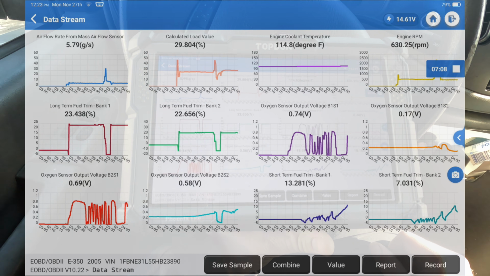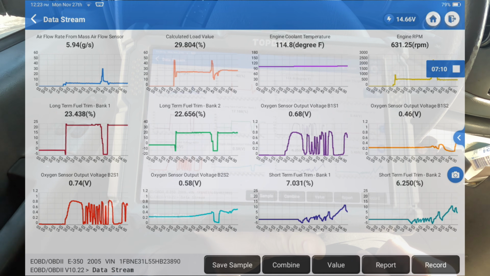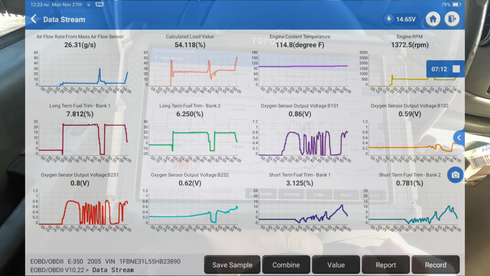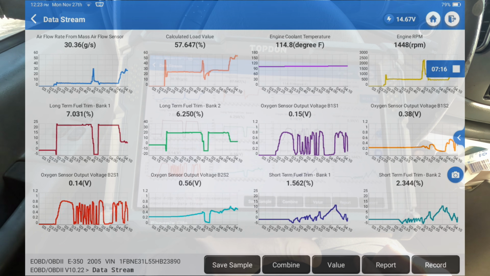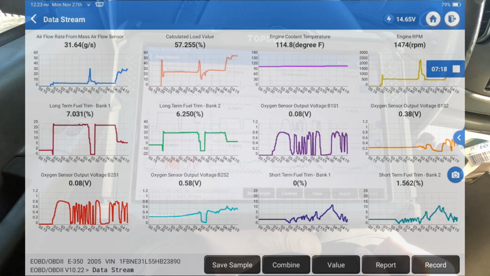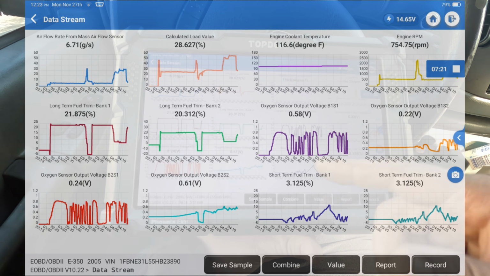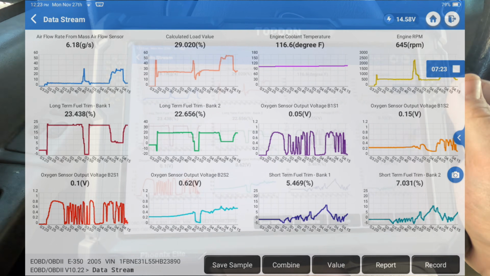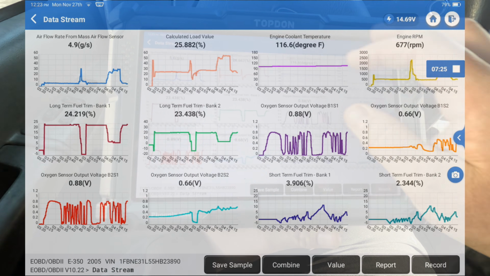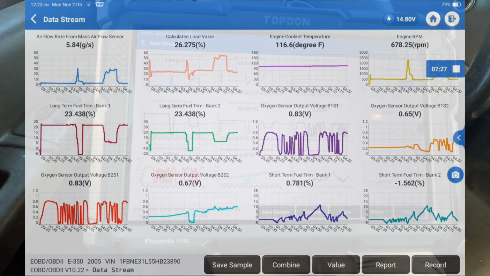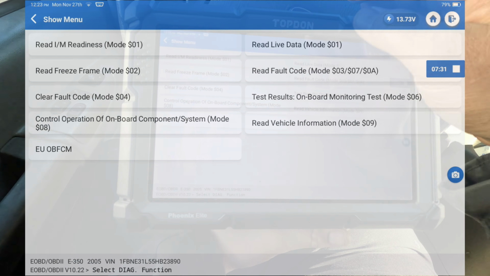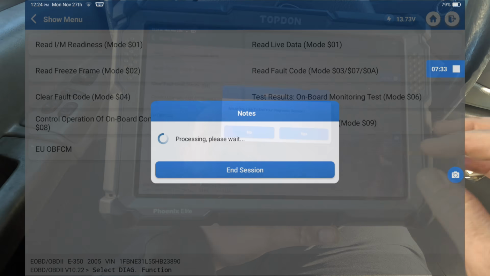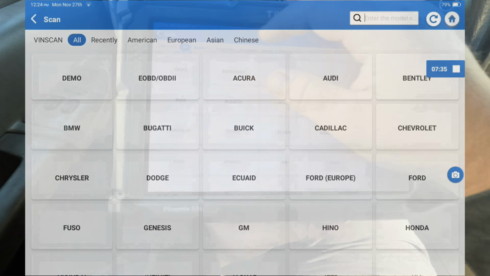Running very lean now because the long terms are not correcting. Power braking it now. Now we're good under load. Question is if this is good or not. Okay, I'm gonna clear keep alive memory and we'll see what happens. Let's shut the car off. It means I gotta go back into Ford.